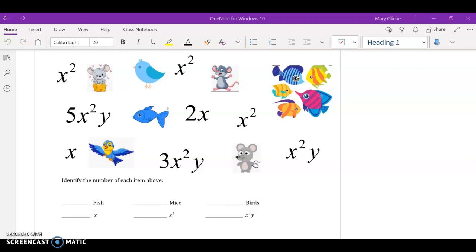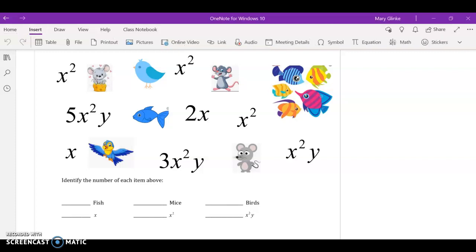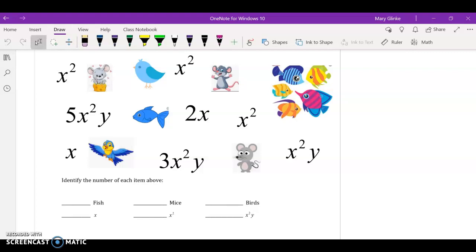Hello. Today we are going to be adding and subtracting polynomials. So for today what we're going to do is take a look at all of these different things on our screen. We have variables, but we also have animals. So we want to identify the number of each of those different things and then record our answers below.